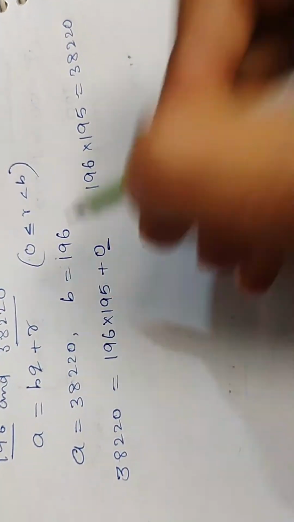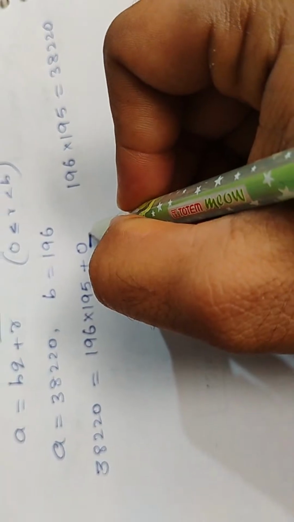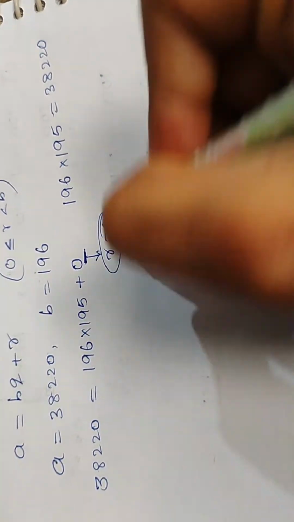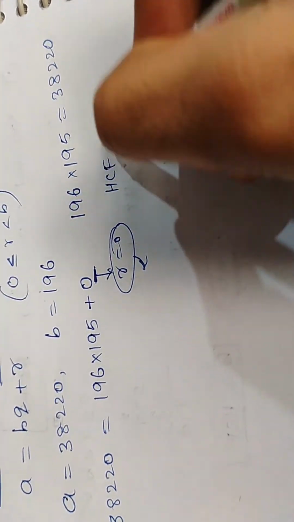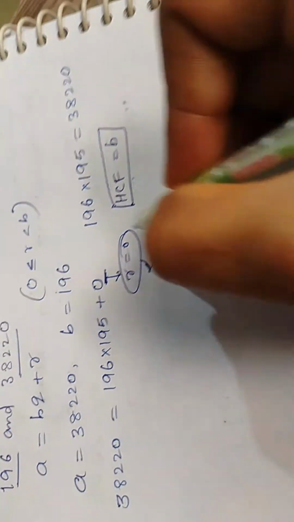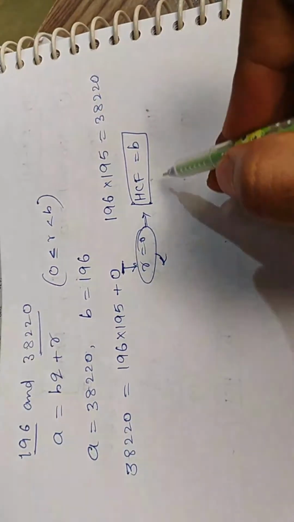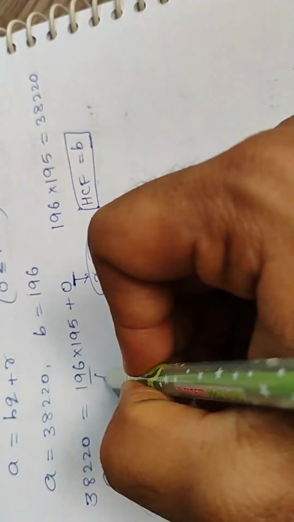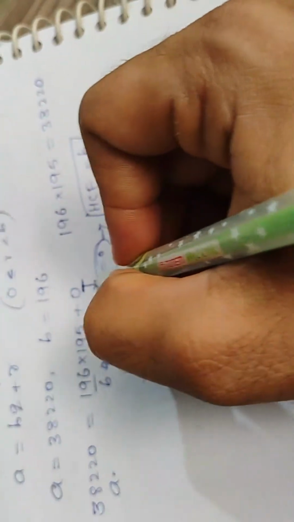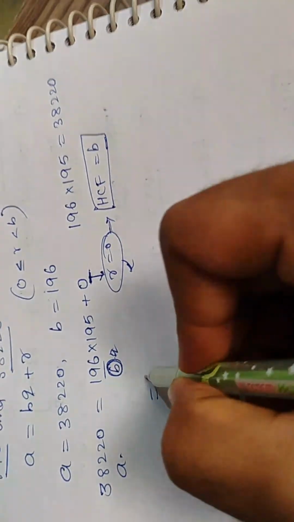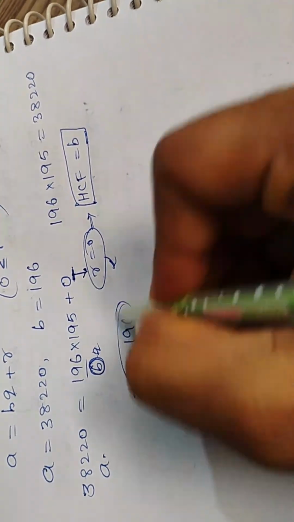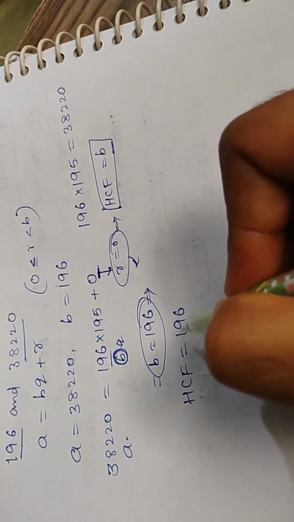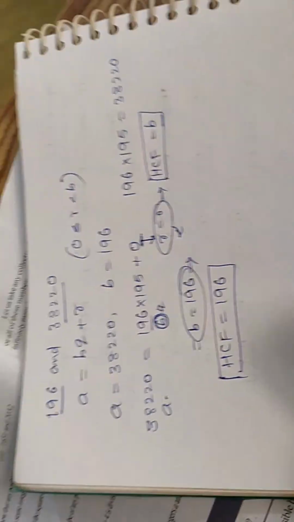Whenever you are getting remainder 0, if the remainder is 0 then our HCF is B. Now look, in this case A is here, B is there, and Q. Here the remainder is 0. Then what is the B value? B is equal to 196, so HCF is 196. Okay, is it clear?